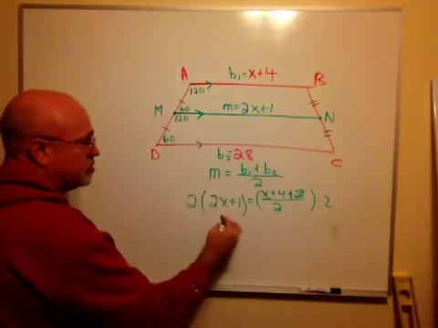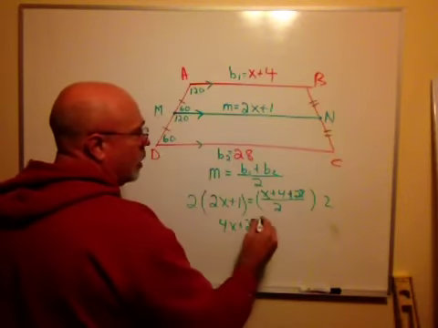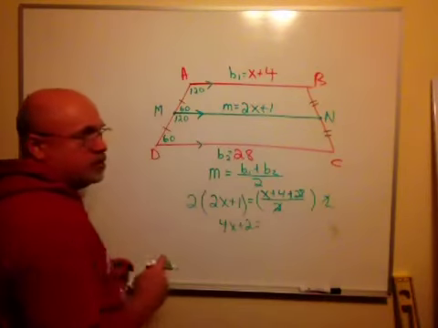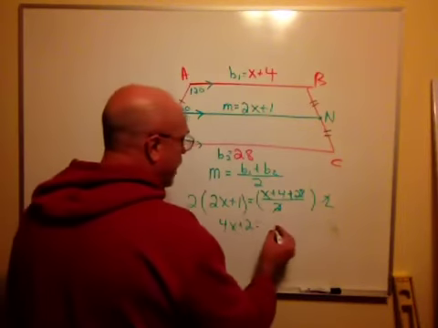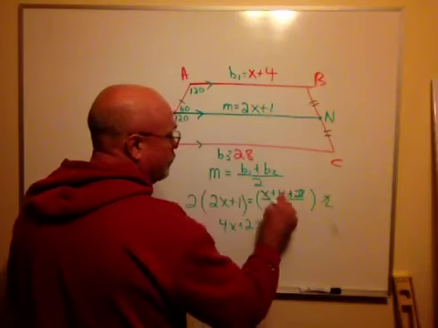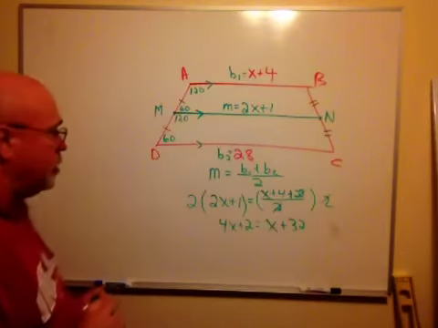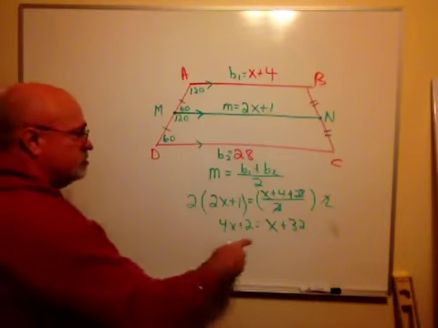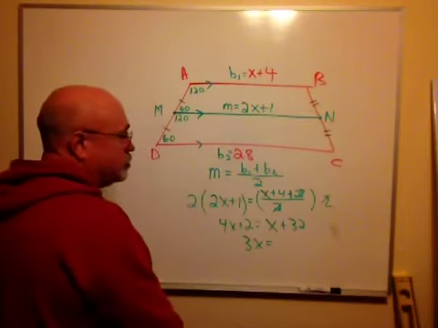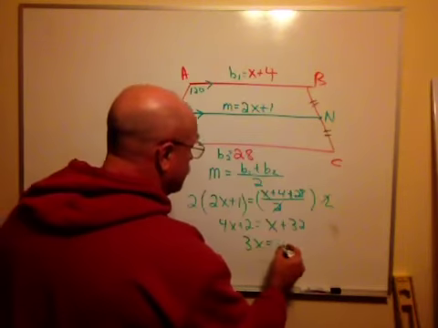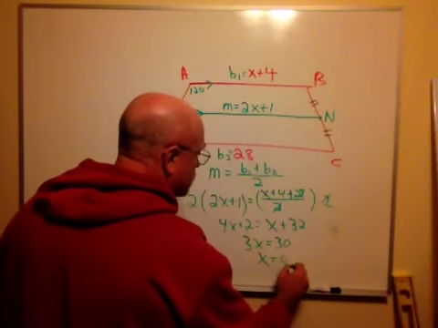On this side, remember to distribute. That's 4x plus 2 equals. On the right side, the reason we multiplied by 2 was to get the 2's to cancel. So now that they've canceled, we're left with x plus 4 plus 28 would be 32. If we collect our like terms, subtracting an x from both sides will leave us 3x on the left. Subtracting 2 from each side will leave us with 30 on the right. Now divide by 3, x will equal 10.